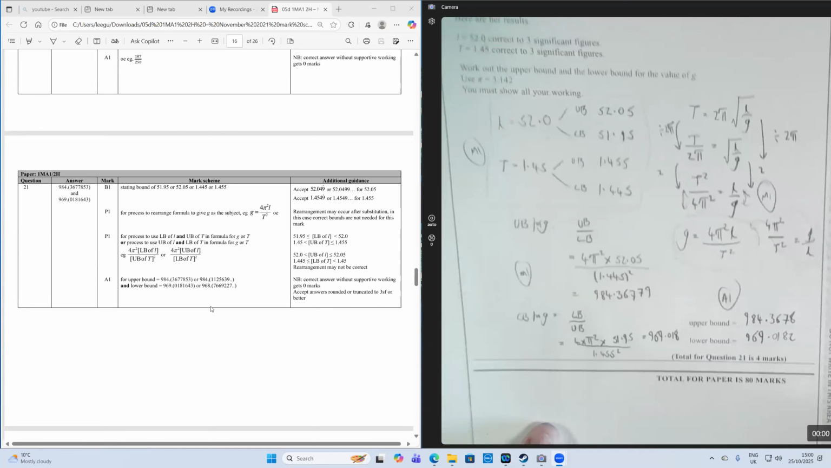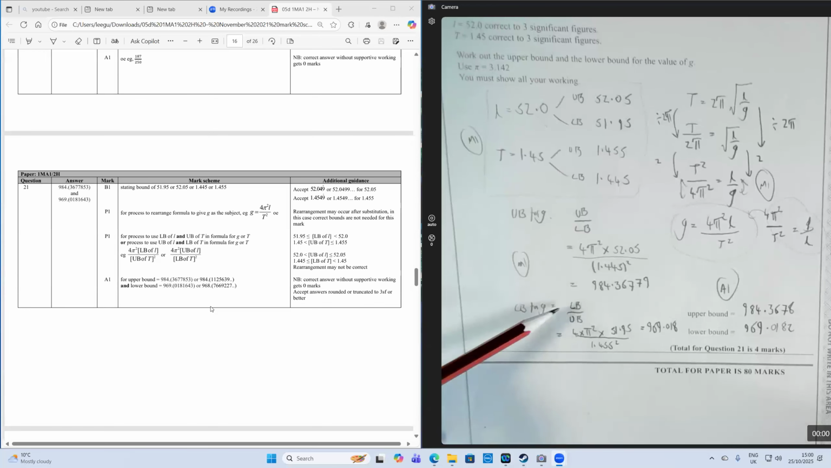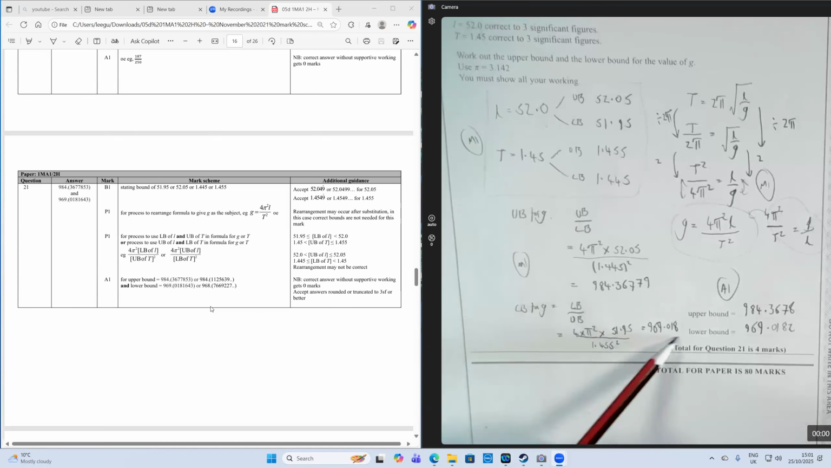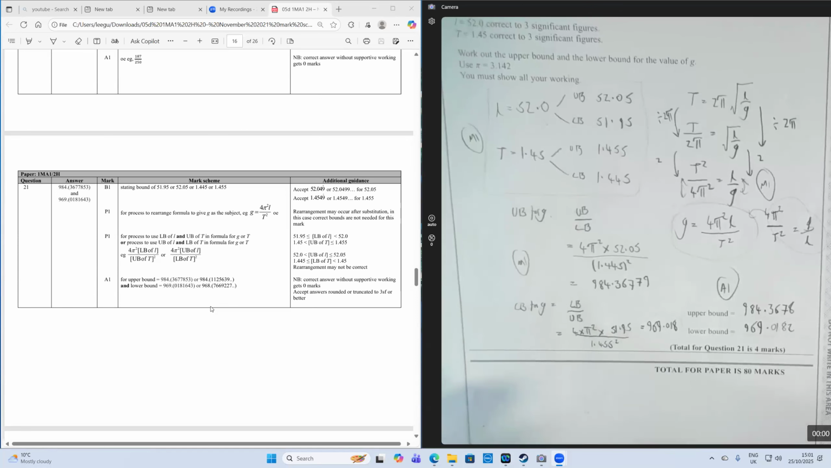And then finally, our lower bound for G, we need to have the biggest thing in the denominator and the smallest thing in the numerator. So that means we're going to use the lower bound of L in the numerator, our 51.95, and we're going to use the upper bound for the time, the 1.455 in the denominator. We put all of that in and we find out our lower bound for G. And that is the answer for that question.